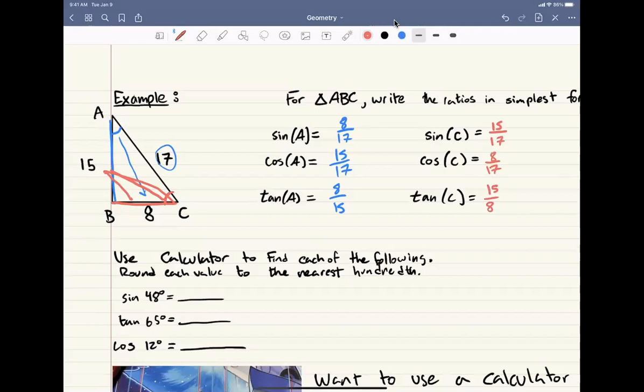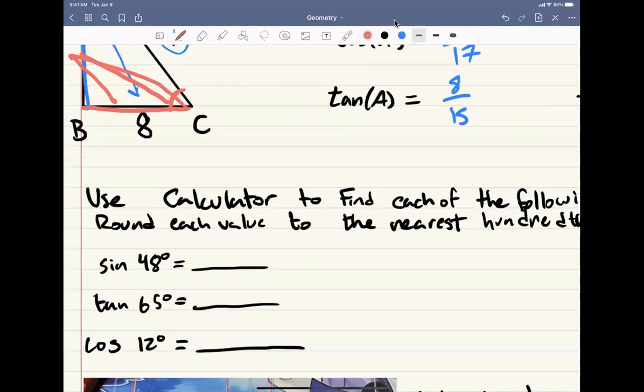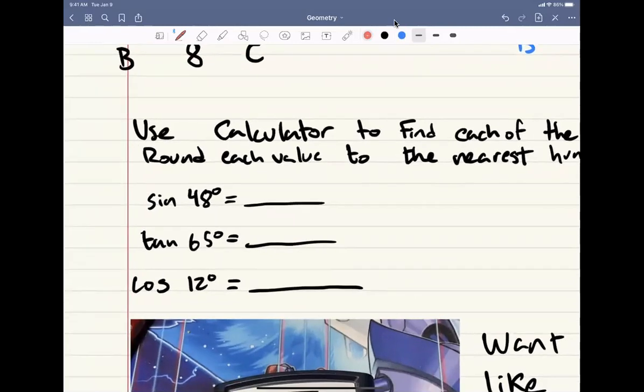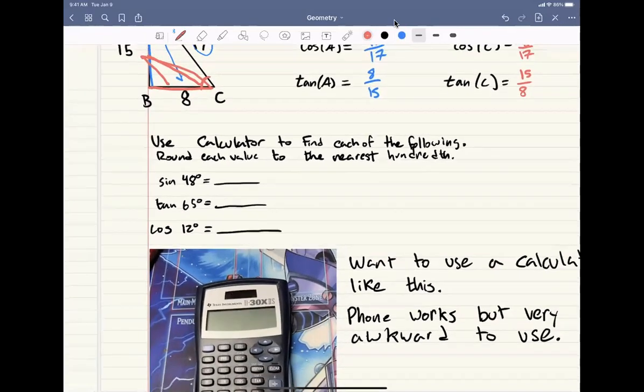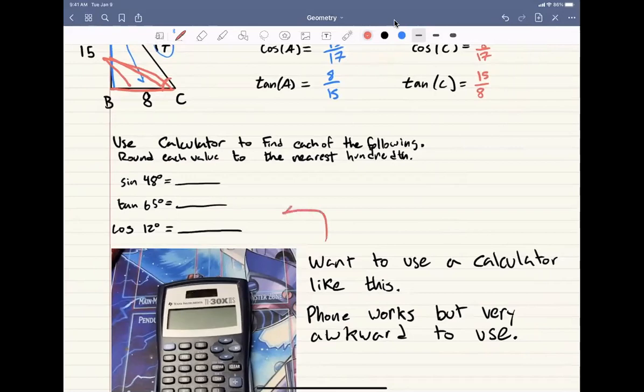However, we're gonna get some fractions, and that's fine. That's something you can do in the calculator. However, you can also use a calculator to find exact or estimated values of angles, right? So let's say we have sine of 48. In order to do these type of problems right here, you need to use a calculator.